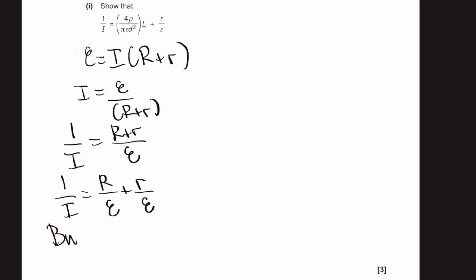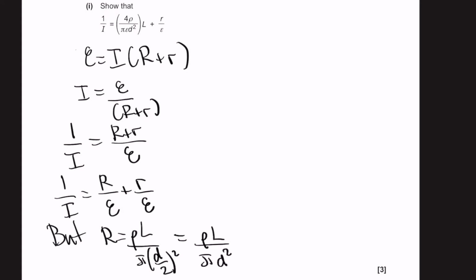But we also know that R is equal to the resistivity multiplied by the length divided by the cross-sectional area, which is given by pi (d over 2) squared. Okay, well, this here will be equal to rho L, and then over pi d squared. Now the factor of a half here will end up in the numerator, so we're going to get a factor of 2 squared, which is 4.